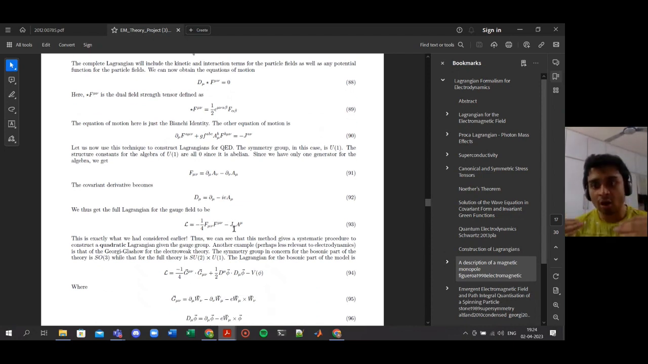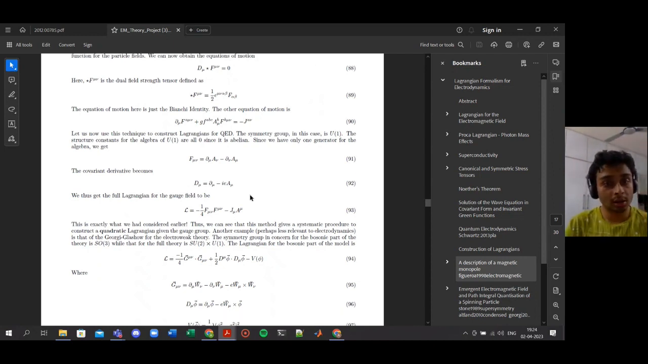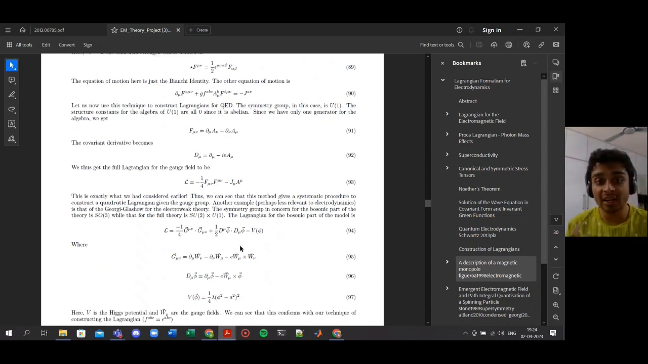Now, for our theory of electromagnetism, the symmetry group is U(1), which is an abelian group, which simplifies our life a lot because since it is abelian, all the structure constants are 0, and there is only one generator. So, since there is only one generator, we only have one gauge field, which is A_mu. So I can just drop the index a. We only have one. So according to our rules, we directly get our field strength tensor as the one we had defined before. And the covariant derivative becomes del_mu minus i e A_mu.